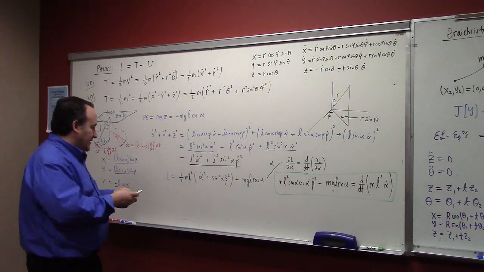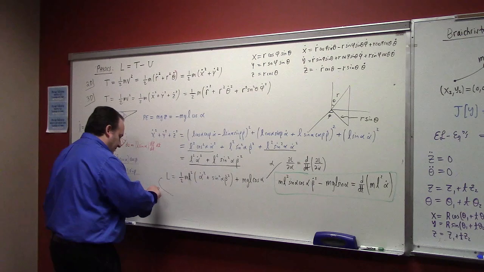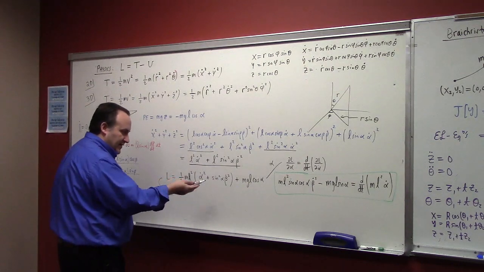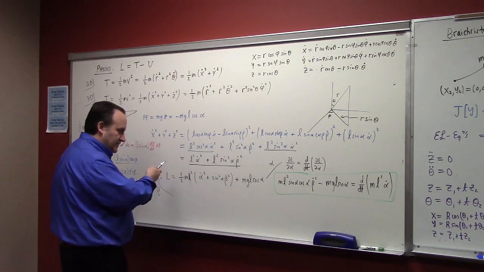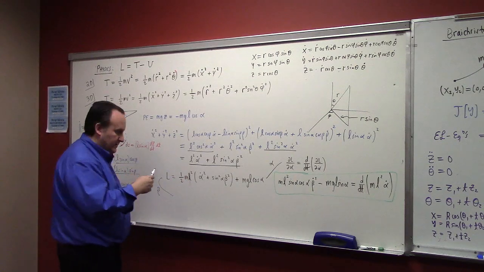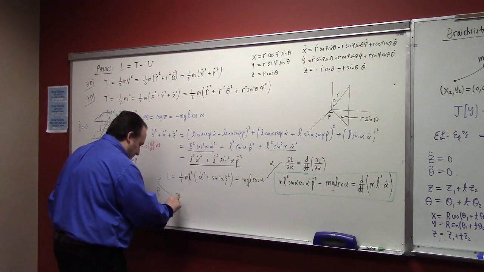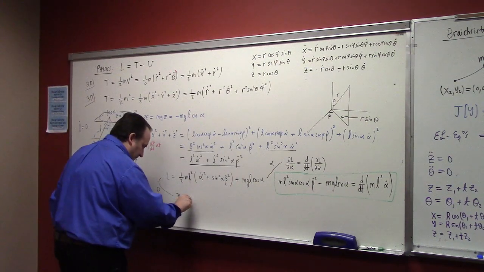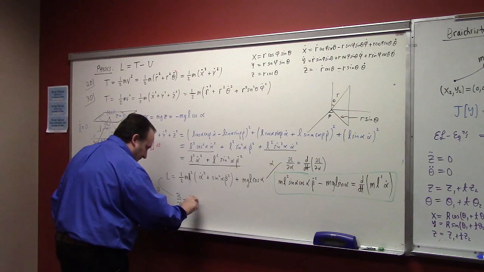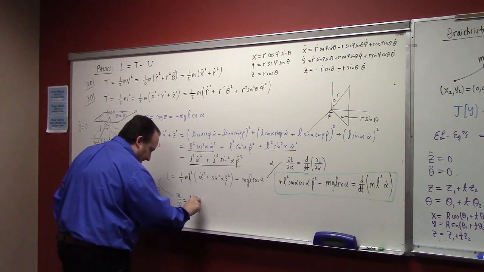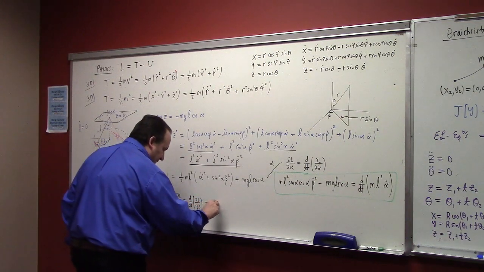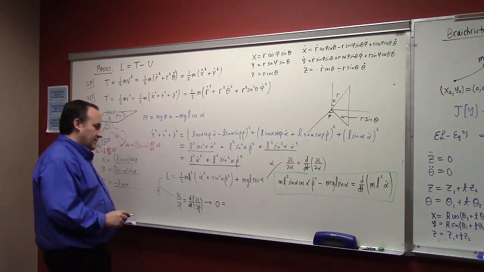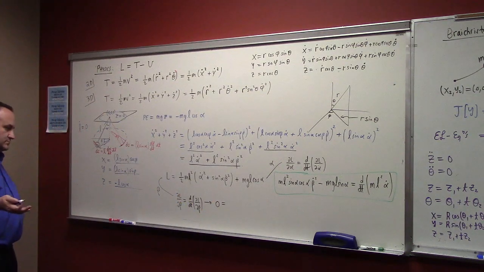Now the beta equation, on the other hand, is a little bit easier. I should have done that one first. The beta equation, well, partial L partial beta is 0. So we have partial L partial beta equal to d dt of partial L partial beta dot, which in this case tells me 0 is equal to, all right, so then what? d dt of partial L, what is partial L partial beta dot?